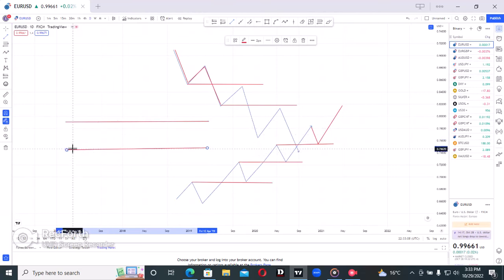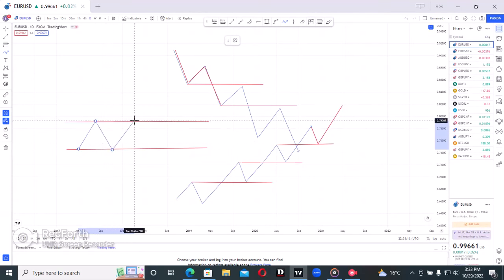The market is going to move up, down, just like this. Let me show you again right here, just like this. This is our ranging market. The market is going to move just like this. So I hope everything is clear here.